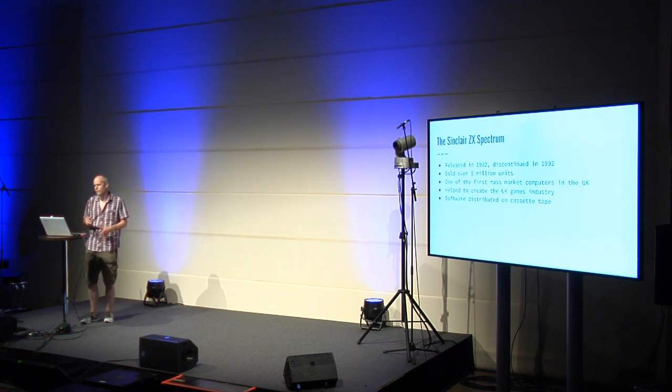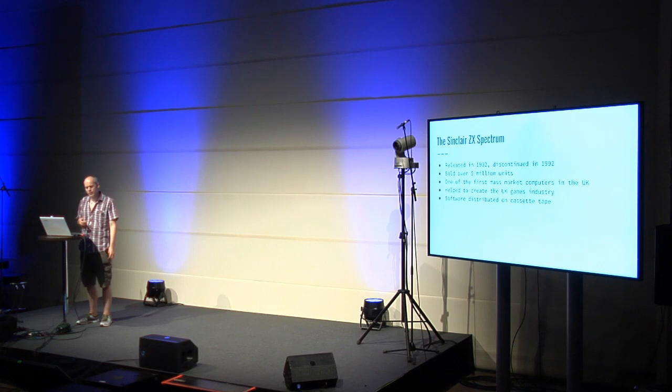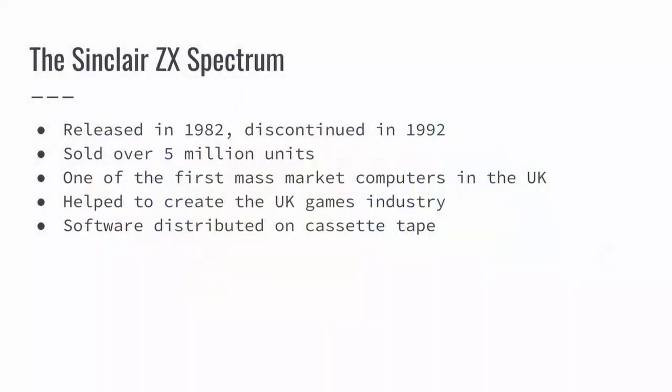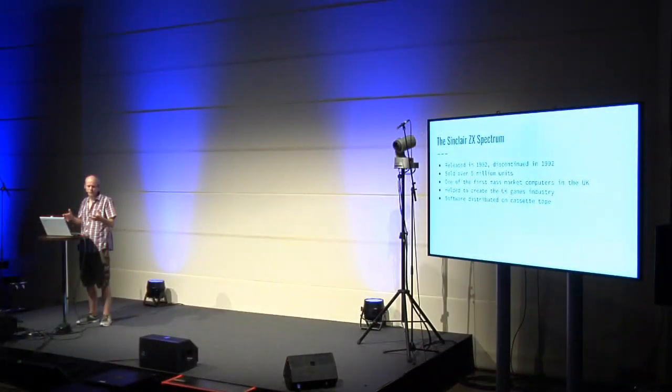So we'll start off with, what is a Spectrum? Some of you may not know. It was released in 1982. It was discontinued 10 years later. It sold over 5 million units. It was massive in Britain, in the United Kingdom. It was one of the first mass-market computers in the UK. Here in kind of Northern Europe and in America, you had the Commodore 64. We had the Spectrum. It's still kind of spread outside the UK, but it was mostly a United Kingdom computer.